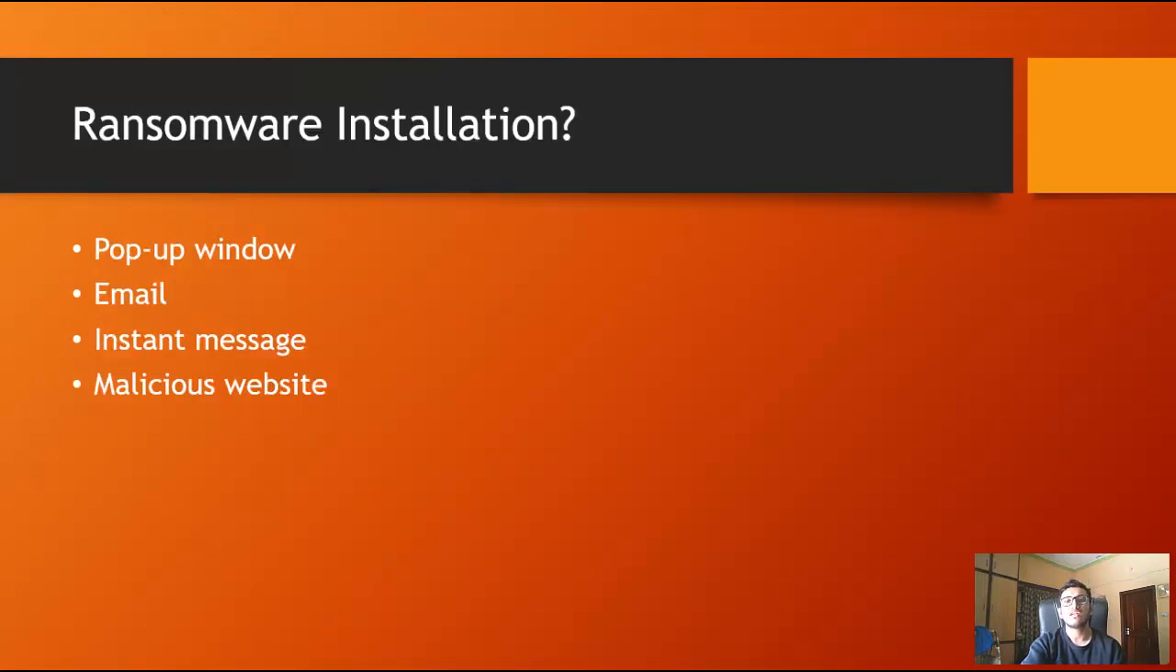So how do criminals install ransomware? Ransomware generates a pop-up window, web page, or email warning from what looks like an official authority. Ransomware is usually installed when you open a malicious email attachment, click a malicious link in an email or instant message on a social networking site. Ransomware can even be installed when you visit a malicious website.